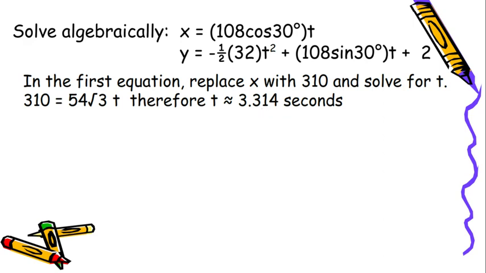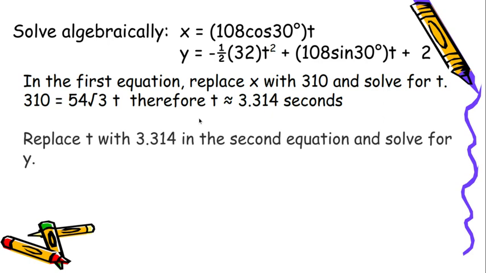So now that we know this t value that we got, we're going to plug it into the second equation so that we can find y. We know that the ball is 310 feet from home plate at 3.314 seconds, and now we want to find the height of the ball. So we're going to replace t with 3.314 in the second equation and solve for y.